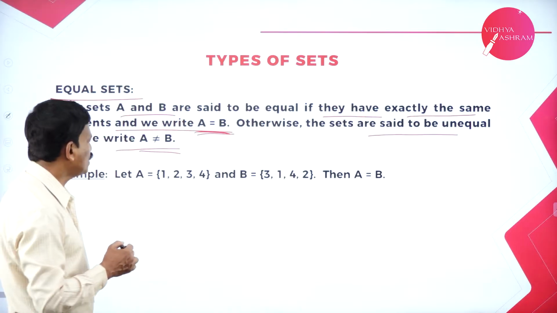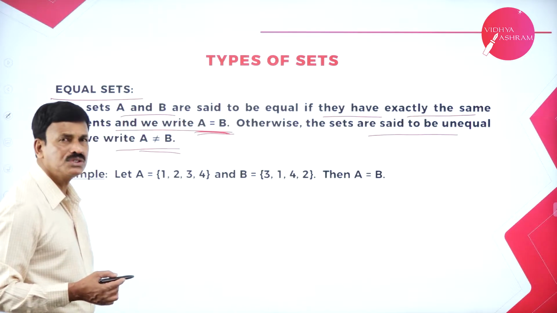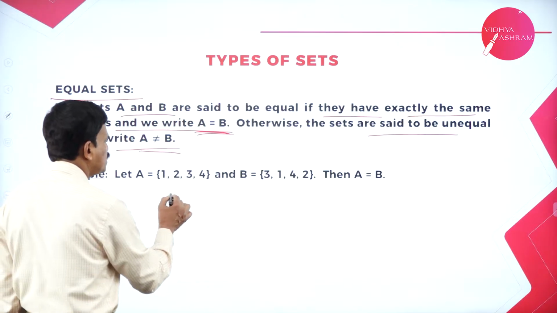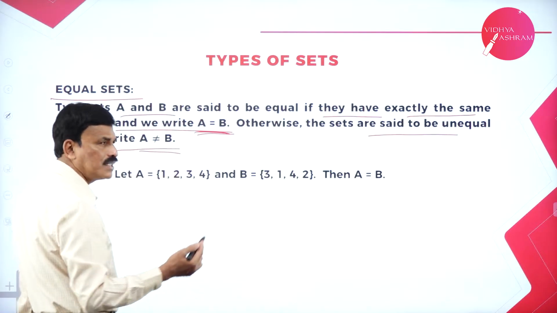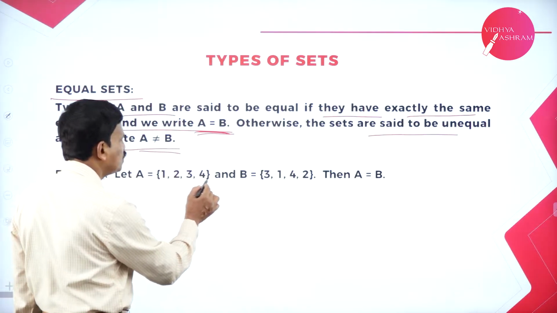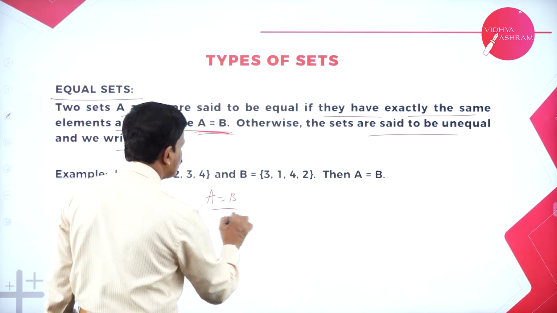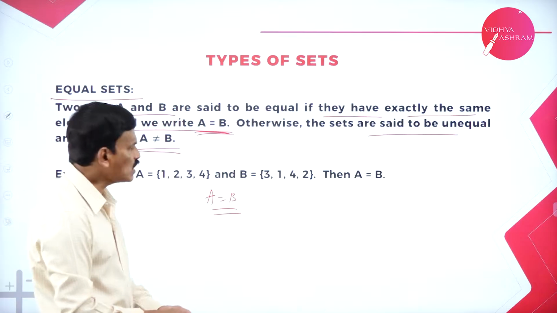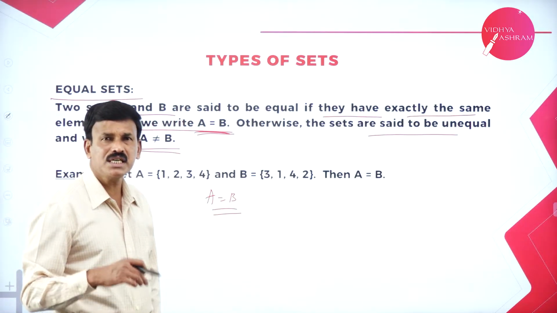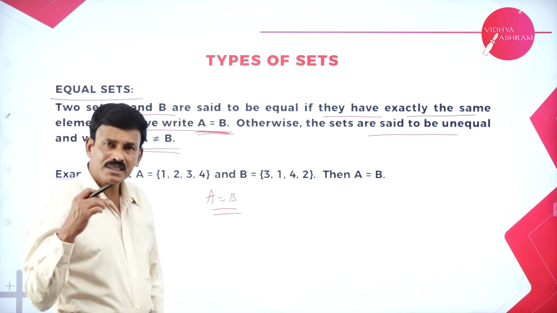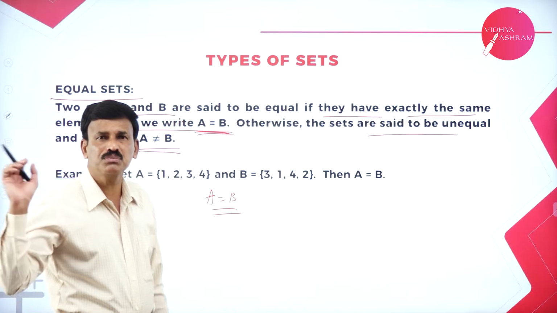Let A = {1, 2, 3, 4} and another set B = {3, 1, 4, 2}. Then the number of elements in set A is 4, and the number of elements in set B is also 4. The elements in A are 1, 2, 3, 4, and here also 1, 2, 3, 4. We can say A = B. Irrespective of the position of the elements, if the number of elements in A and B are equal and the elements are the same, then the sets A and B are said to be equal.